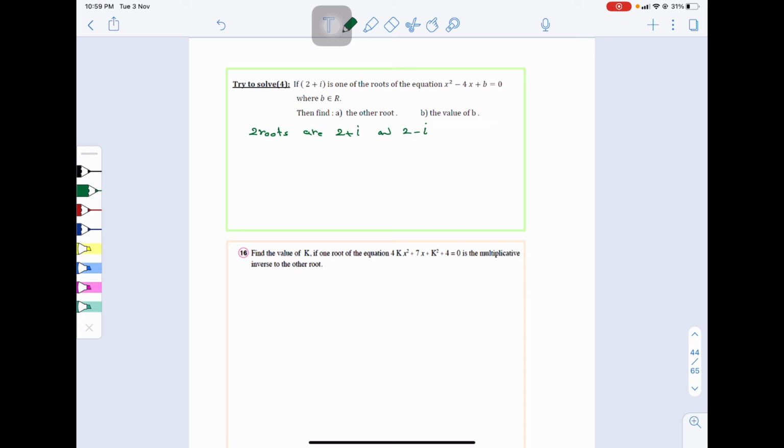So the product of the two roots, 2 plus i times 2 minus i, equals c over a. c over a here equals b over 1. So to multiply the two conjugate numbers, first multiply first equals 4, second multiply second equals negative i squared. Negative i squared equals negative 1 multiplied by negative, equals positive 1, so b equals 5.